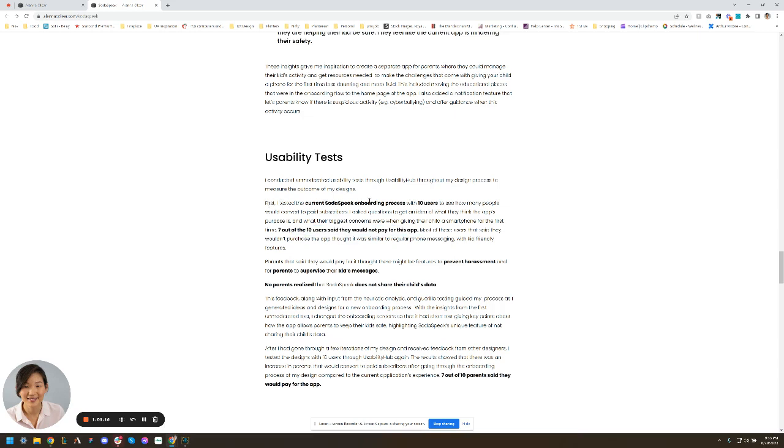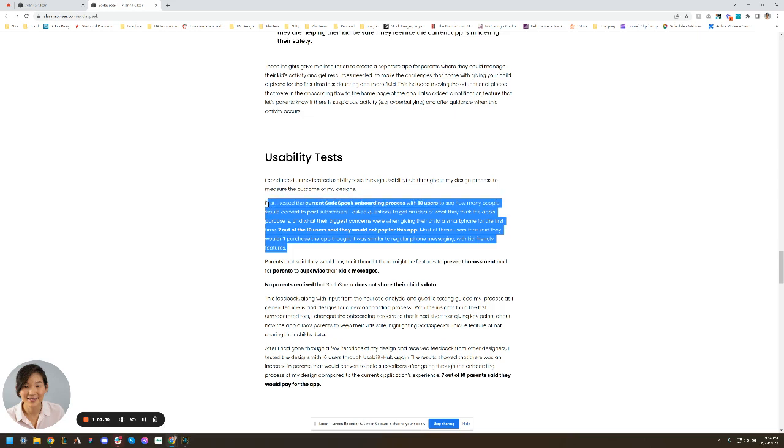First, I tested the current SodaSpeak with 10 users. I asked questions to get an idea of what the app's purpose was and their biggest concerns were, giving a child a phone for the first time. Convert to paid subscribers. Okay, so you can take this whole paragraph and put it into one visual thing.